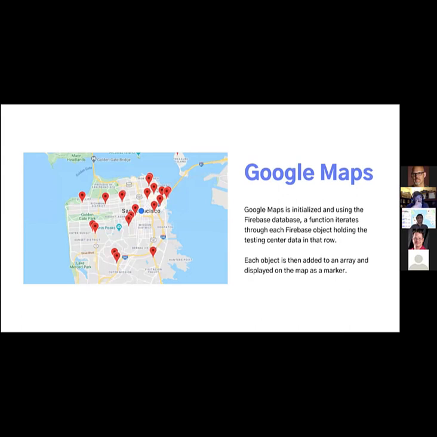So on the front end, how it works is once the spreadsheet is uploaded to Firebase, Google Maps is initialized when the user loads their screen, and using the Firebase database, a function iterates through each Firebase object, holding the testing center data in that row. And then each object is added to an array and displayed on the map as a marker.